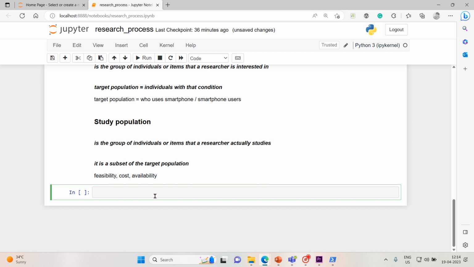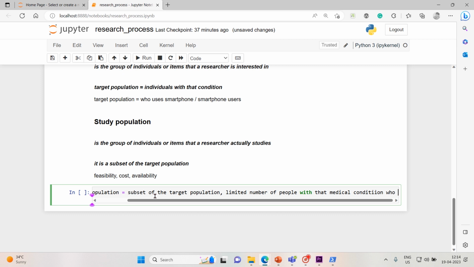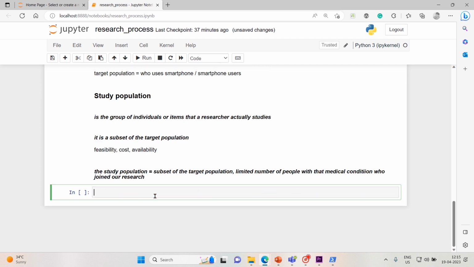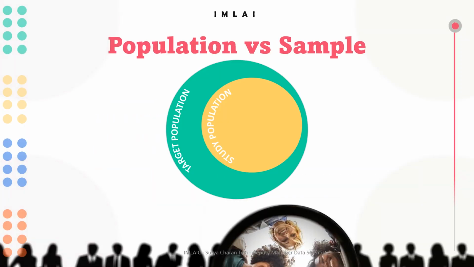So in this example, the study population is a subset of the target population: a limited number of people with that medical condition who joined our survey or our research as respondents. That's what we call a study population.